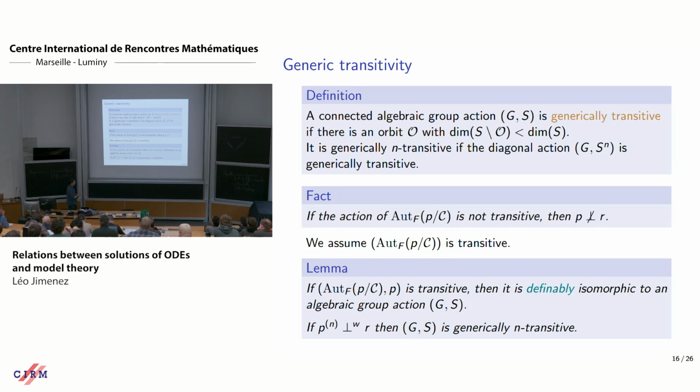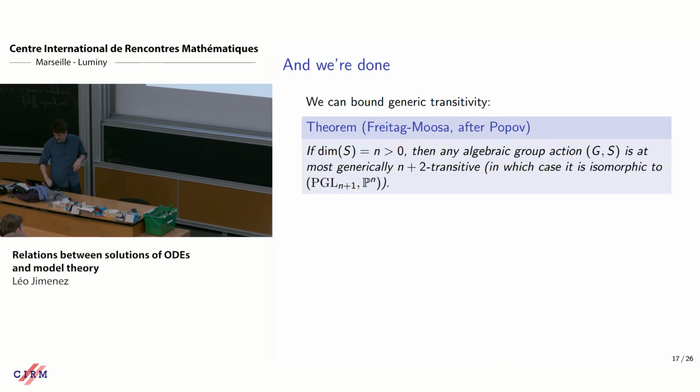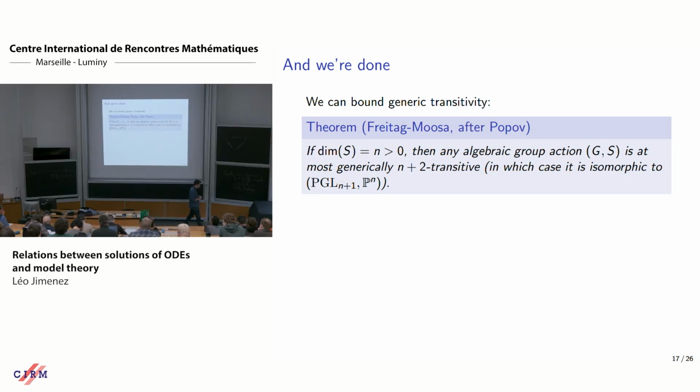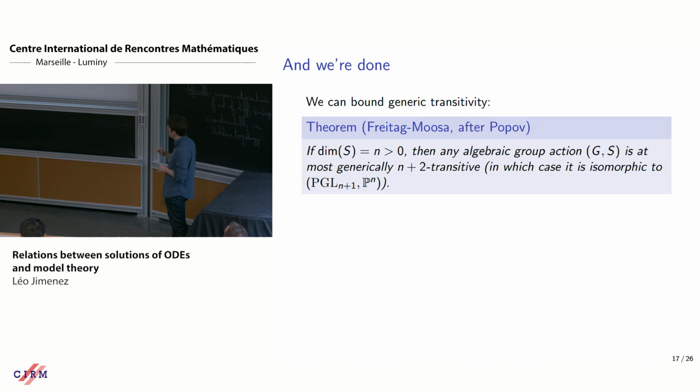Now we're actually almost done, right? All we need to do now, if we want to bound this, is to bound generic n-transitivity. We want to bound the degree of generic transitivity of our group actions, and this is something we know how to do now. So this is a theorem of Freitag and Moosa after work of Popov, which is that if I give you an algebraic group action G on S where S is of dimension n, then it is at most generically n plus 2 transitive. Okay, you can't go higher than this.